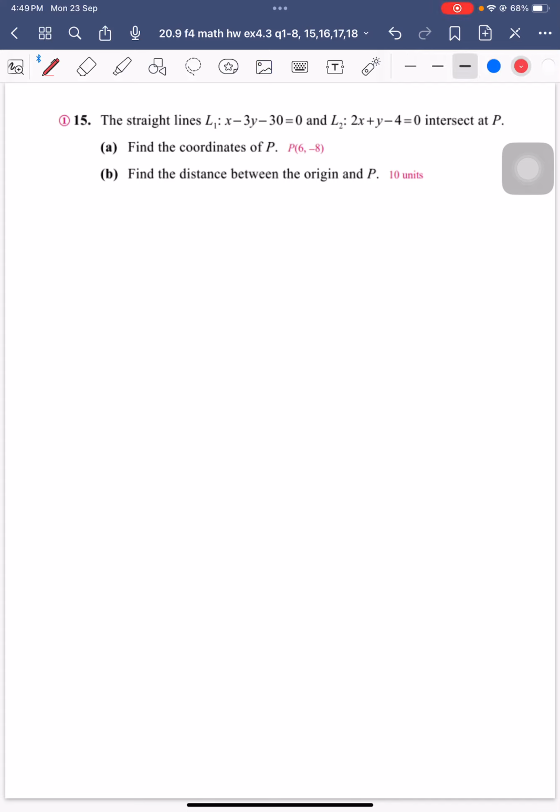In this video, we're going to talk about exercise 4.3, question 15. So first of all, let's read the question. We have L1, that is x minus 3y minus 30, and L2, that intersect at P. So you can draw two straight lines. You don't need to draw it exactly the same. Just to illustrate, let's say this is L1, this is L2.